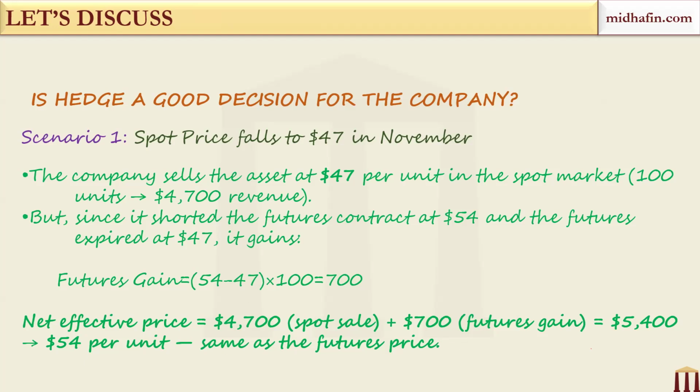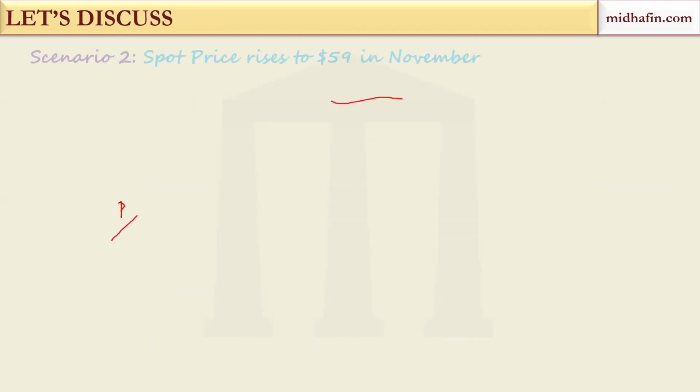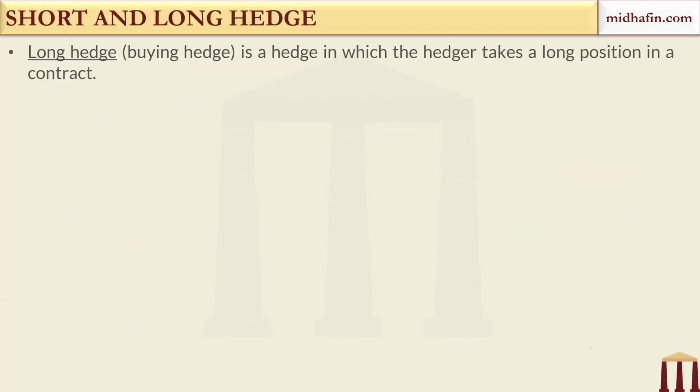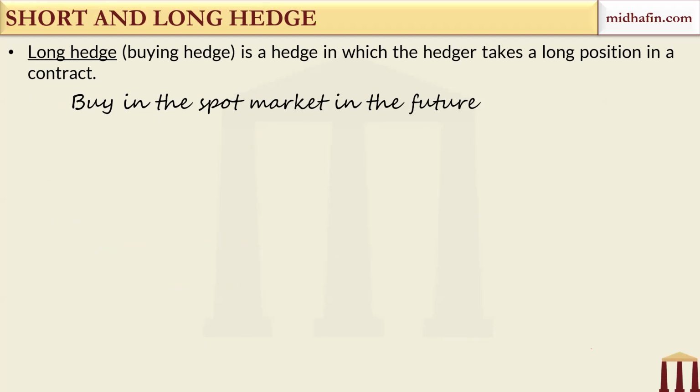Let me start with Zainab. Zainab has asked: an airline is concerned that jet fuel prices will increase over the next 3 months, and it needs to purchase 1 million gallons of jet fuel at that time. This is an example of a long hedge. Correct, Zainab. Because in this case, the airline has to buy jet fuel in the spot market in the future.